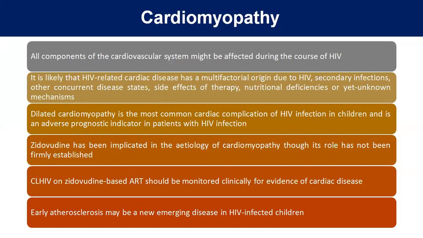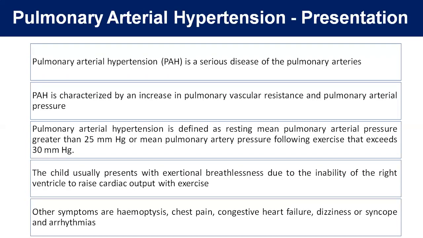Dilated cardiomyopathy is the most common cardiac complication of HIV in children and is an adverse prognostic indicator in patients with HIV. In DCM, the only treatment option is heart transplant. So it's a very, very adverse prognostic indicator. Zidovudine has been implicated in the etiology of cardiomyopathy, though its role has not been established firmly. CLHIV on a zidovudine-based ART regimen should be monitored clinically for evidence of cardiac disease. Early atherosclerosis may be a new emerging disease in HIV-infected children.